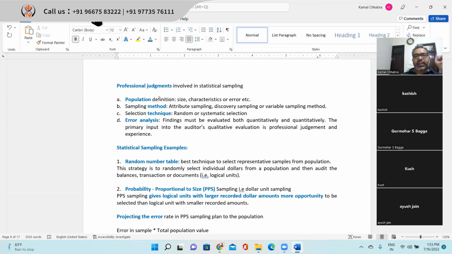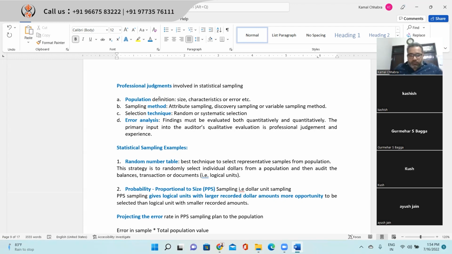First is the population. Second is the method which you need to apply on this population to select the sample. Third is selection technique, whether you are selecting randomly or you are selecting systematically. Fourth is error analysis. If there is an error identified, how do you analyze those errors? That also you need to clearly mention over here. Findings must be evaluated both quantitatively and qualitatively. The primary input into the auditor's qualitative evaluation is the professional judgment and experience. That is the most important thing.